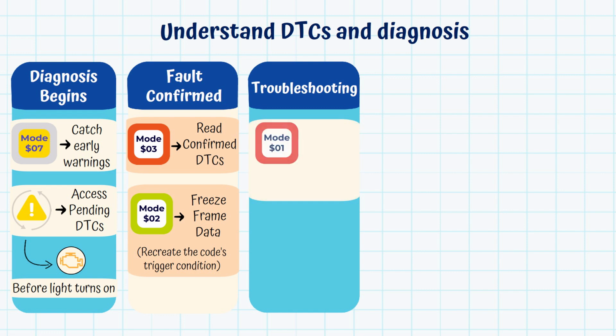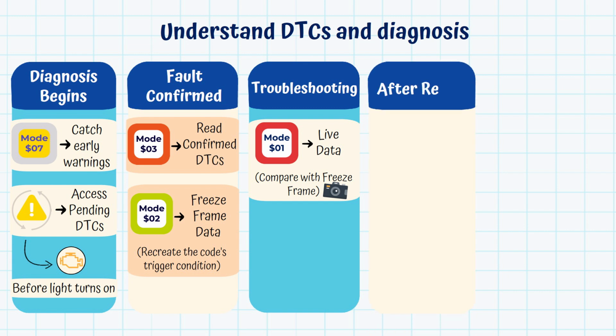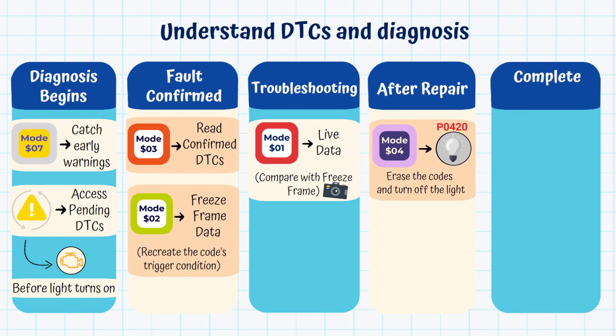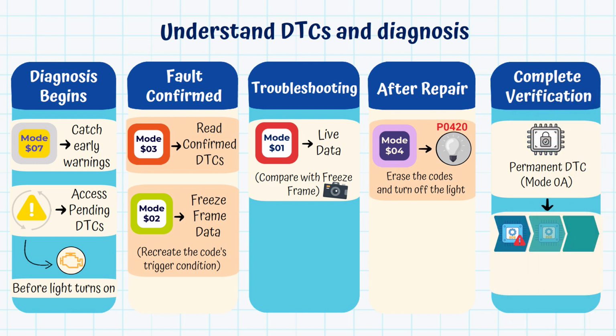During troubleshooting, use Mode 1 to monitor live data and compare it with the freeze frame snapshot. After a repair is complete, use Mode 4 to erase the codes and turn off the light. For complete verification, remember that a permanent DTC, Mode 0A, will only clear itself once the ECU has confirmed the fault is no longer present, which may require a full drive cycle.